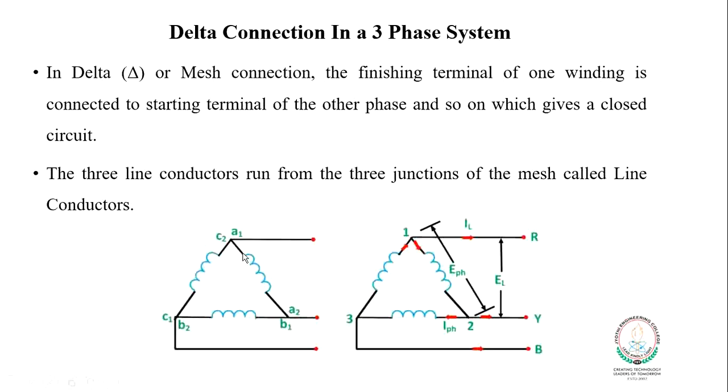Three line conductors will run from the three junctions of the mesh, and these are called the line conductors. That is, from these junctions, three line conductors will run to the external circuit. This is called the line conductor.